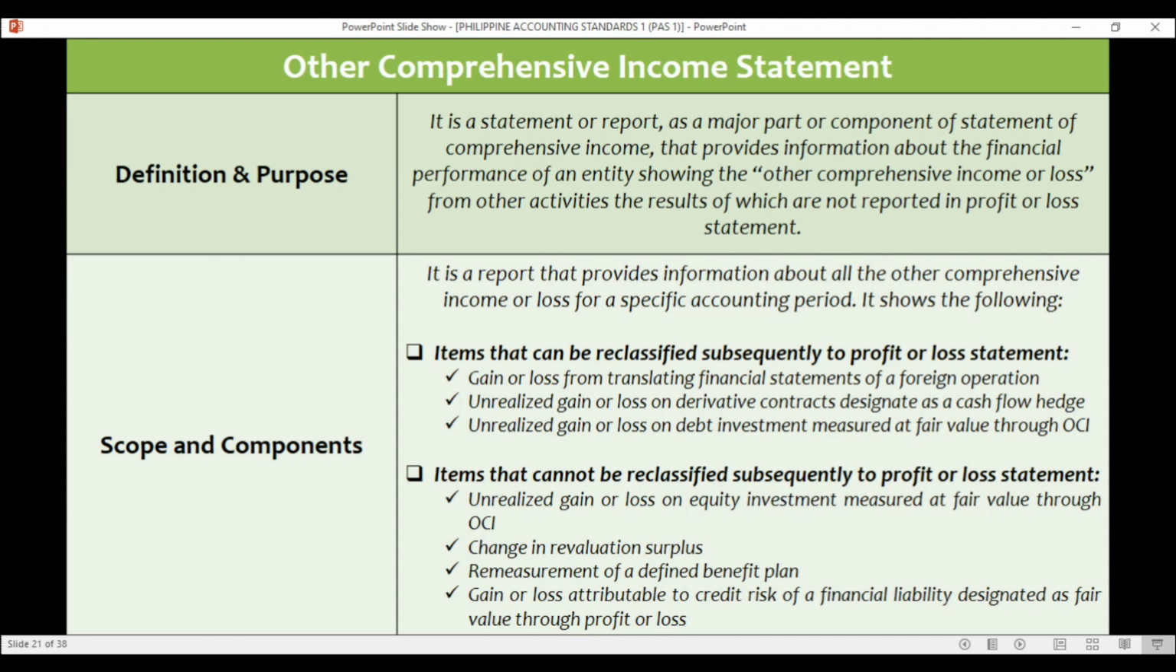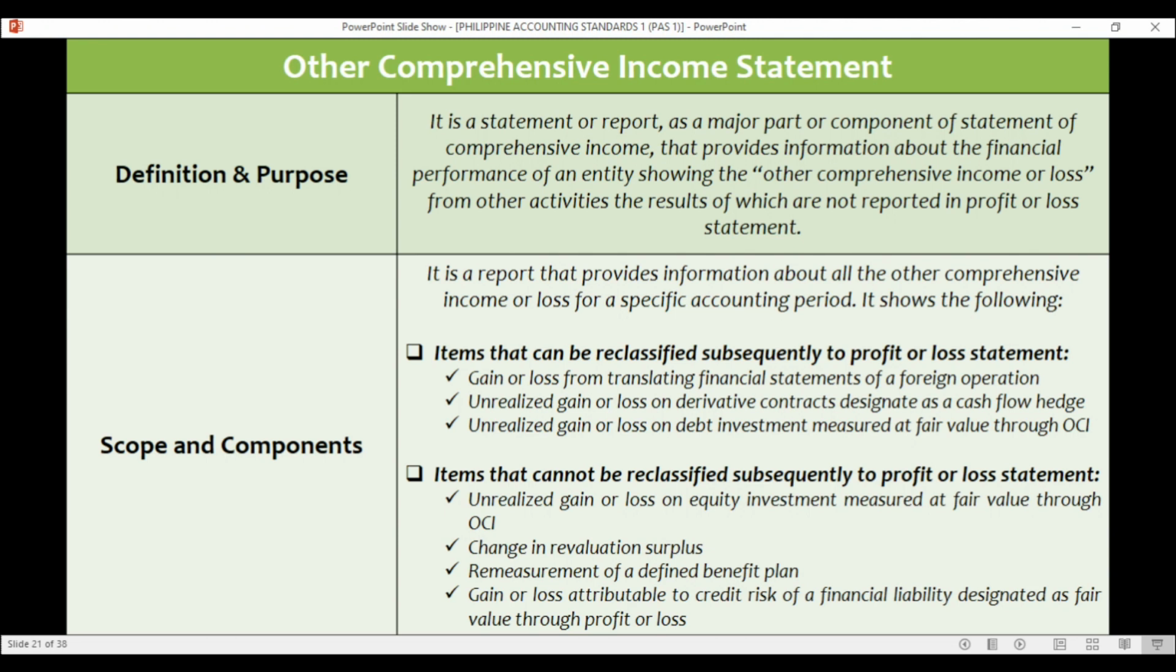The components that are presented in the other comprehensive income statement, we have at least two: the items that can be reclassified subsequently to the profit or loss statement, and those that are not reclassified subsequently to the profit or loss statement. So for items that are recyclable, we have gains or losses from translating financial statements of a foreign operation, unrealized gains or losses on derivative contracts designated as cash flow hedge, and unrealized gains or losses on debt investment measured at FVTOCI.